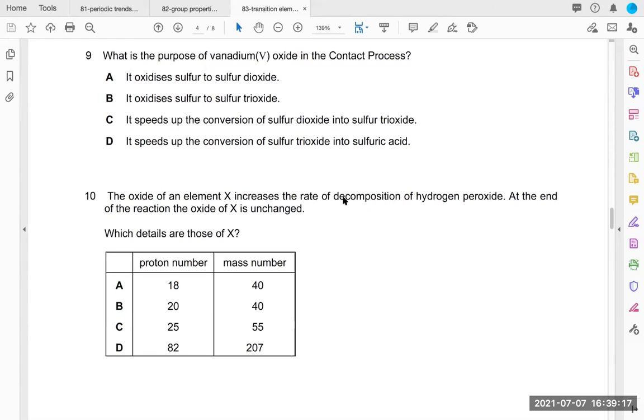Which of these are correct? So you just look in the periodic table. Wherever you see a catalyst, that's the one. So I think it is C, because D, I think I remember, is lead, which is not a transition metal as such. So C is, I think, a transition metal. 20 is calcium, 18 is argon. So you can just look it up in the periodic table.